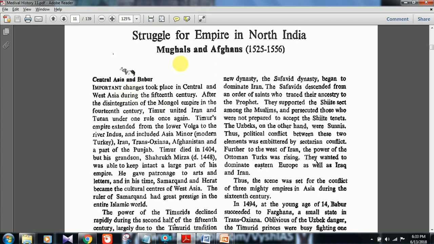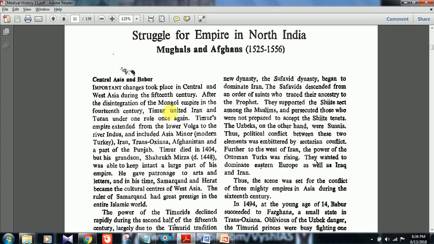As you see the chapter name, Struggle for Empire in North India, Mughals and Afghans, 1525 to 1556. This is the timeline mainly, but before even reaching 1525, there are a lot of stories given here about the 1440s and that timeline. So we'll see. Important changes took place in Central and West Asia during the 15th century. After the disintegration of the Mongol Empire in the 14th century, Timur united Iran and Turan. That is present day Iran and Afghanistan they are mentioning, under one rule once again.